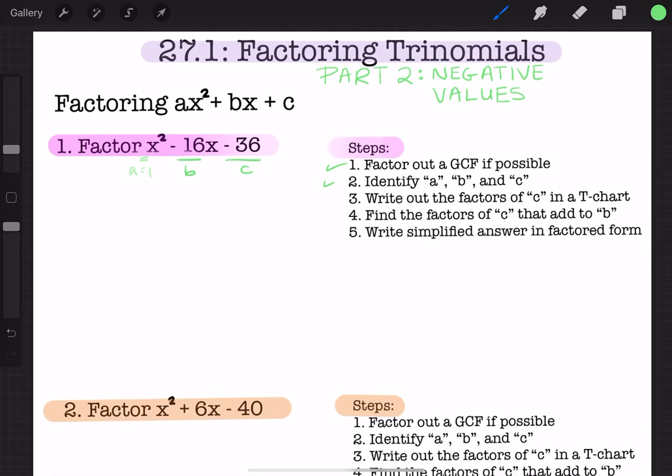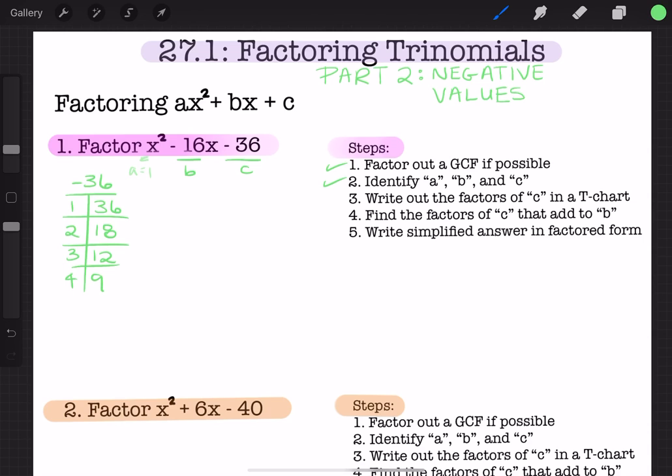We already identified a, b, and c, so now we're going to write out our factors of c in a t-chart. So I'm just going to write out the factors of 36, pretending that it's not negative right now, and then we'll add the negative in a little bit. So we get 1 and 36, 2 and 18, we have 3 and 12, 4 and 9.